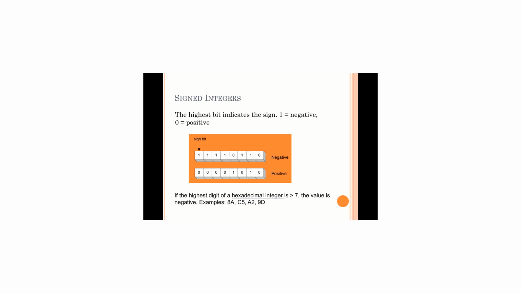One of the interesting things is that if we take out a bit to be used for a positive or negative sign, what we have left is only 7 bits to represent the value of a number.